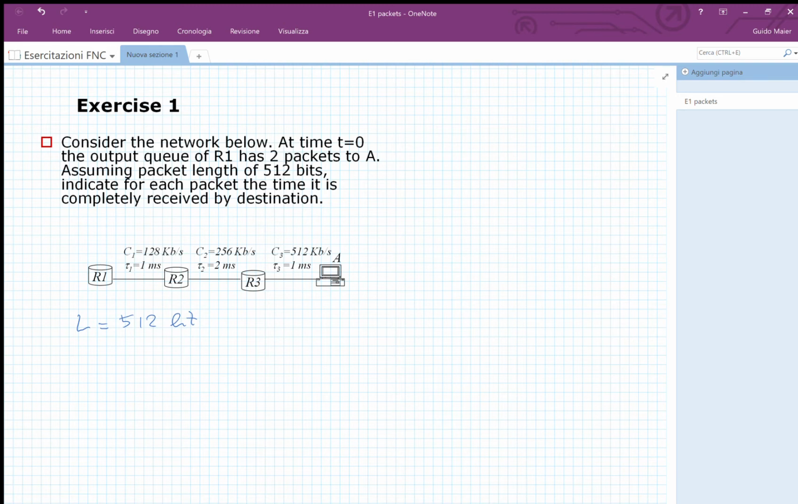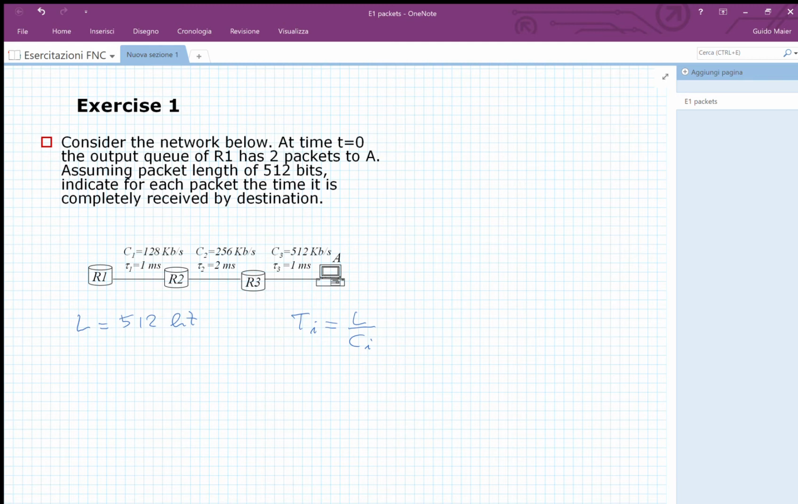So if you remember from the lectures, once you have the capacity and the length of the packet, you can immediately calculate the transmission time of the packets at each interface. So in the generic interface i, the transmission time T_i is given by the length of the packet, which remains the same from the source to the destination, divided by the speed of the output transmitter interface. This is the general formula.